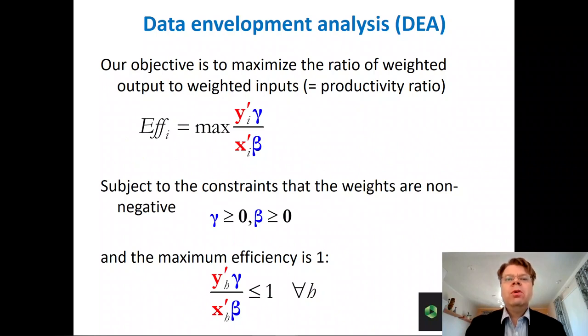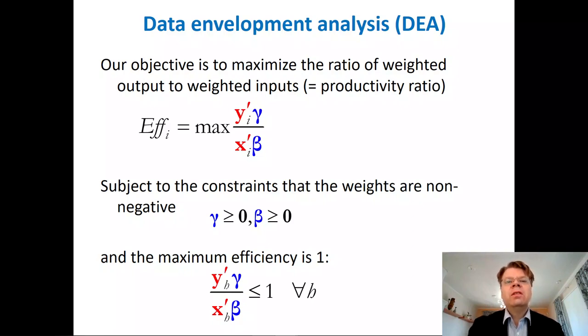So what about the constraints then? Two types of constraints are imposed for those multiplier weights. Firstly, we require that these multiplier weights must be non-negative. So negative weights are not generally allowed for the input and output weights. Of course, it's possible to relax that. In some cases, it may also be helpful to relax. But in the basic model, we require that these weights are non-negative.